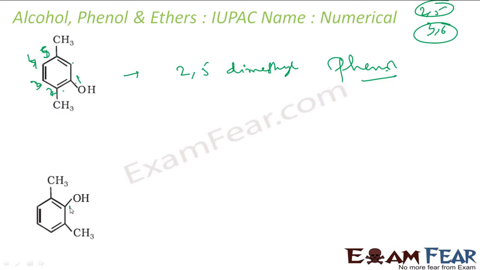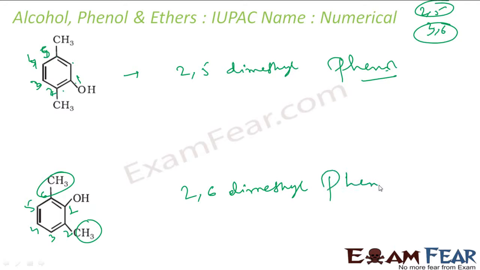Correct? Let's take this. This is my number 1. So I have to again number this either in this fashion or in this fashion. It will be all same. So it will be 2,6-dimethylphenol. Because at 2 and 6 I have a methyl. 2,6-dimethyl and the group is phenol.